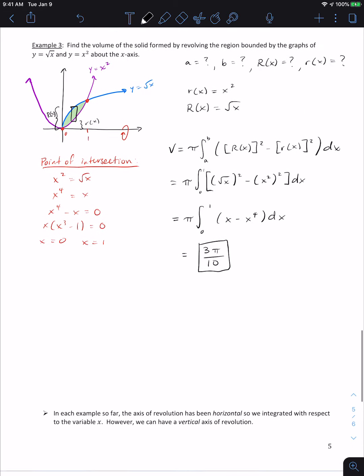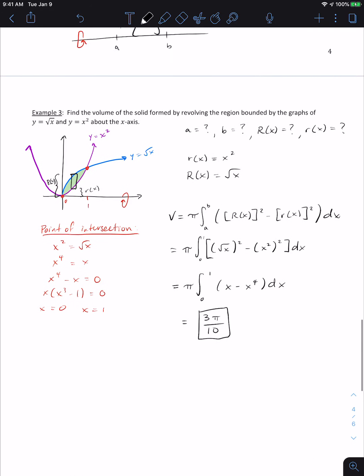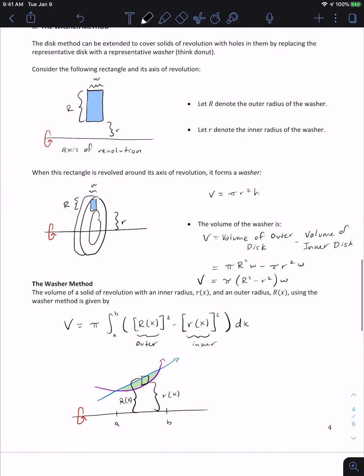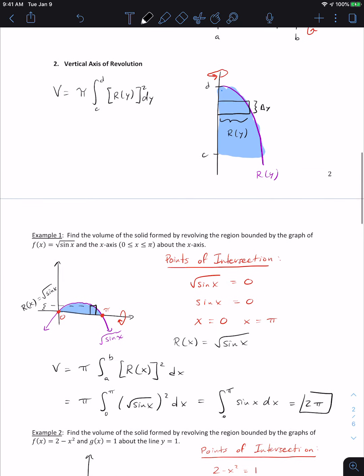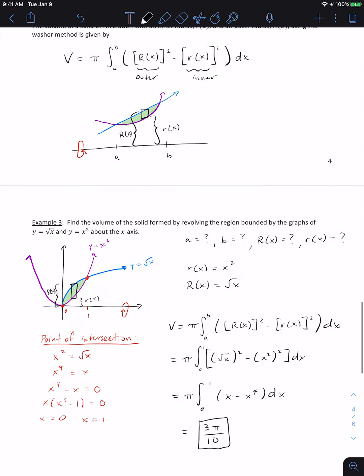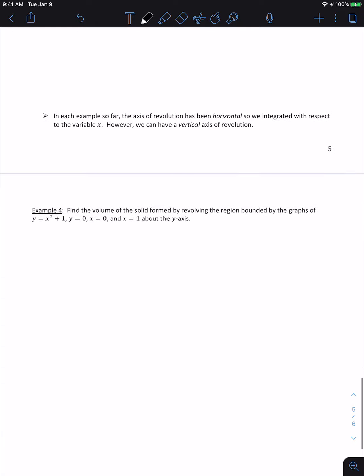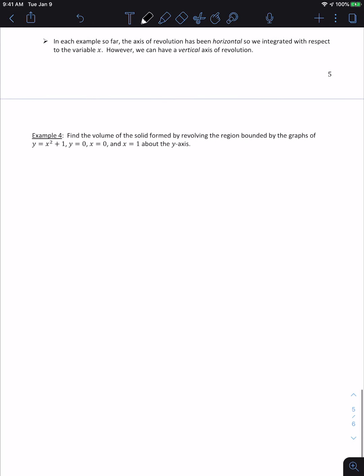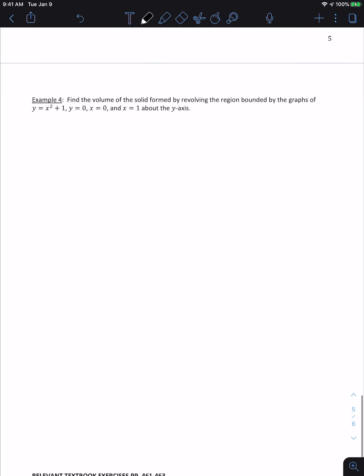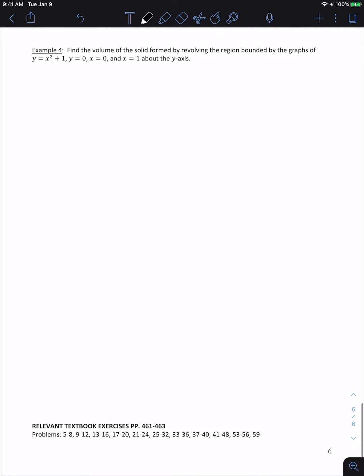Okay, so in each example that we've seen so far, those two pictures we see there, and in the earlier notes, all of our axes of revolution have been horizontal. But it is possible to have a vertical axis of revolution. If we have a vertical axis of revolution, then we should integrate with respect to y. All right, so let's go ahead and look at this example here.